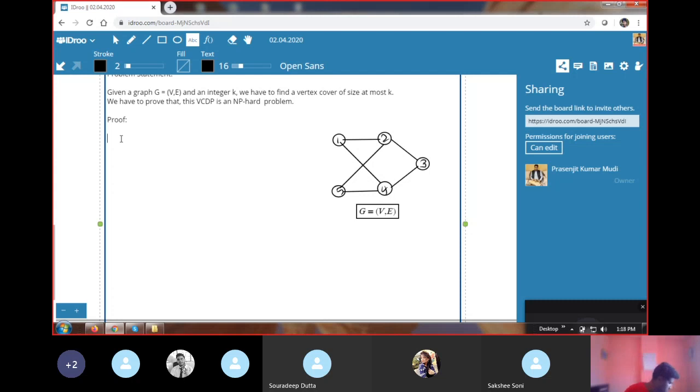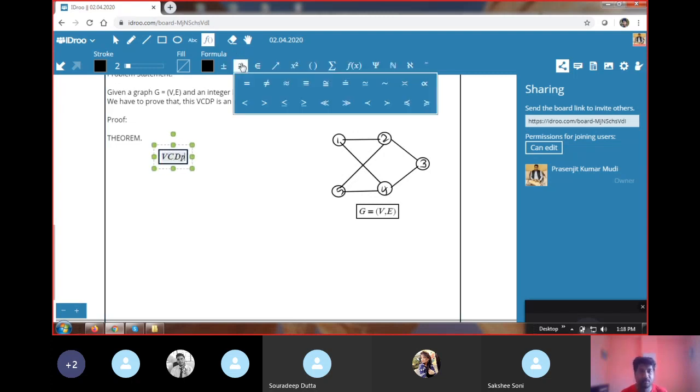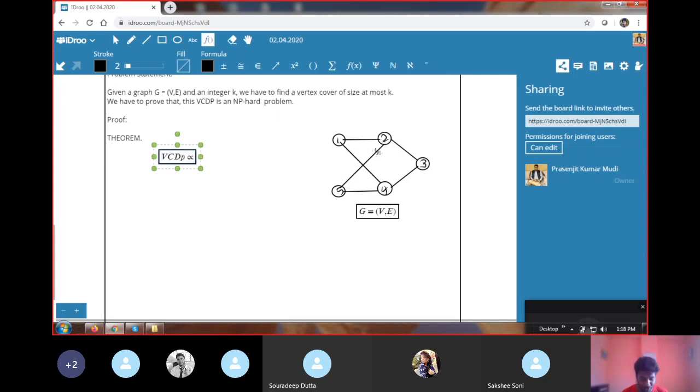So here what we do. We have a theorem. The theorem is VCDP. The theorem is CDP reduces to VCDP.